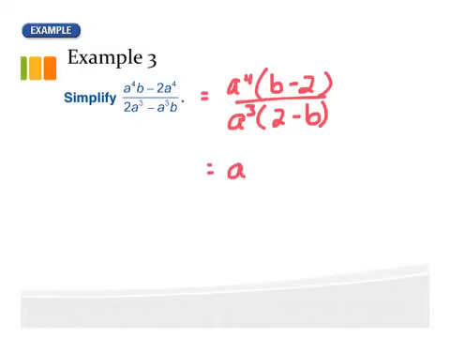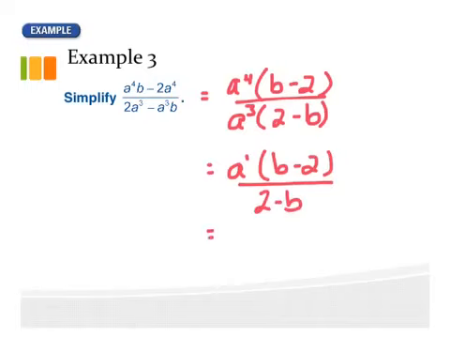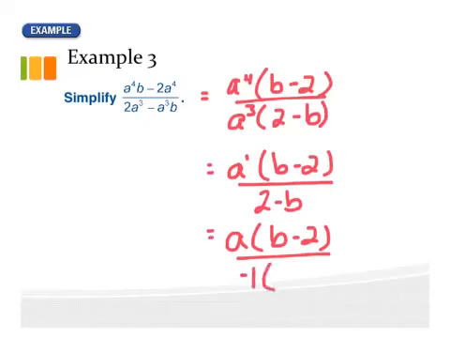So that's going to be an a to the 1st in the numerator, and then the b minus 2 in the numerator. Now, I'm going to do something a little bit different in the denominator. I'm going to go ahead and actually make this an extra step. So that's 2 minus b. But 2 minus b is not the same thing as b minus 2. In fact, it's the exact opposite. So if I factor out a negative 1, I'll be left with negative 2 plus b in the denominator.